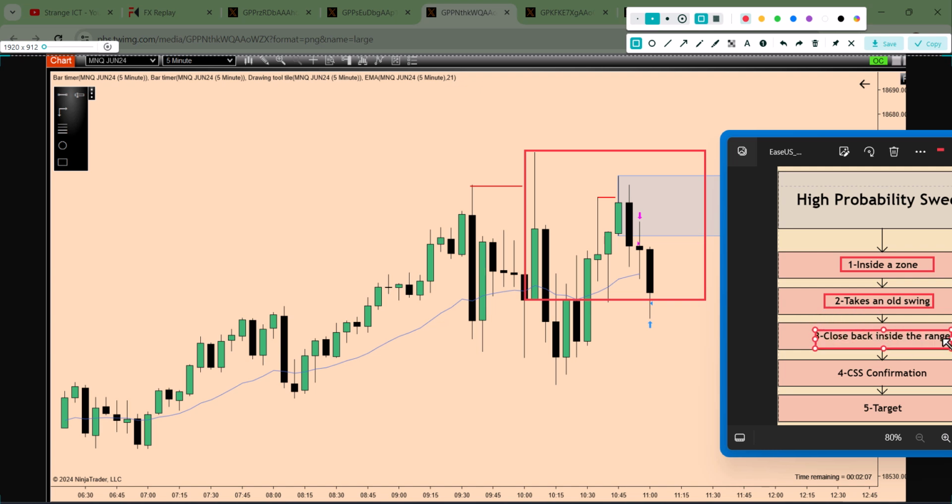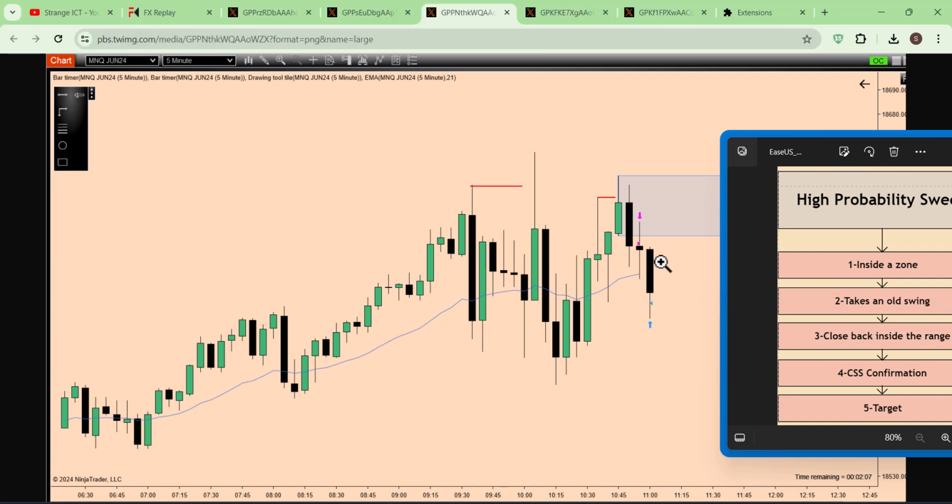We also have a close back inside the range, as you can see here. We closed back inside the range. We didn't close above it. And we have the CSS confirmation, which is right here with this candle right here, closed below it. And then all we need is a target, which is these lows right here, also this low. So I entered from the retracement, right? Price retraced, and then I took my short from here and immediately to my target. So this is a really beautiful example, right? Again, from today's price action, if you want to review it.